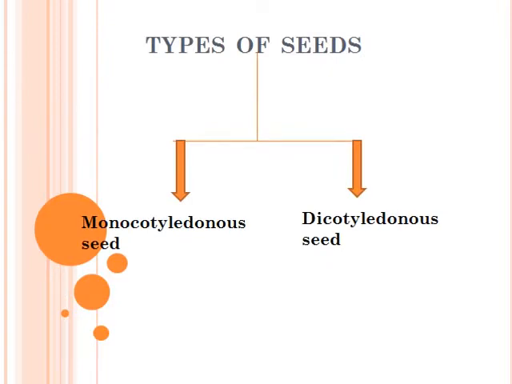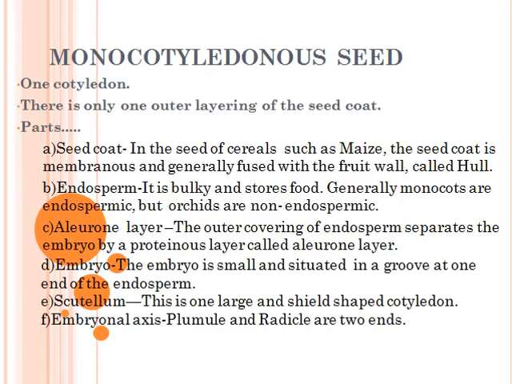Now, what are the types of seeds? There are two types of seeds, monocotyledonous seeds and dicotyledonous seeds, that is monocot and dicot. Now, what is a monocotyledonous seed? Monocot, mono means one. So the seed containing only one cotyledon is the monocot seed. It has only a single layer of seed coat.